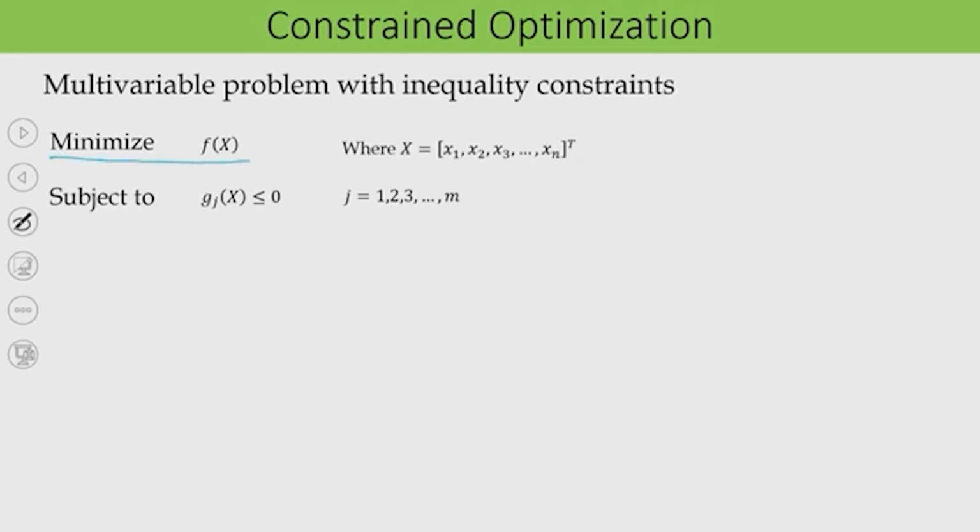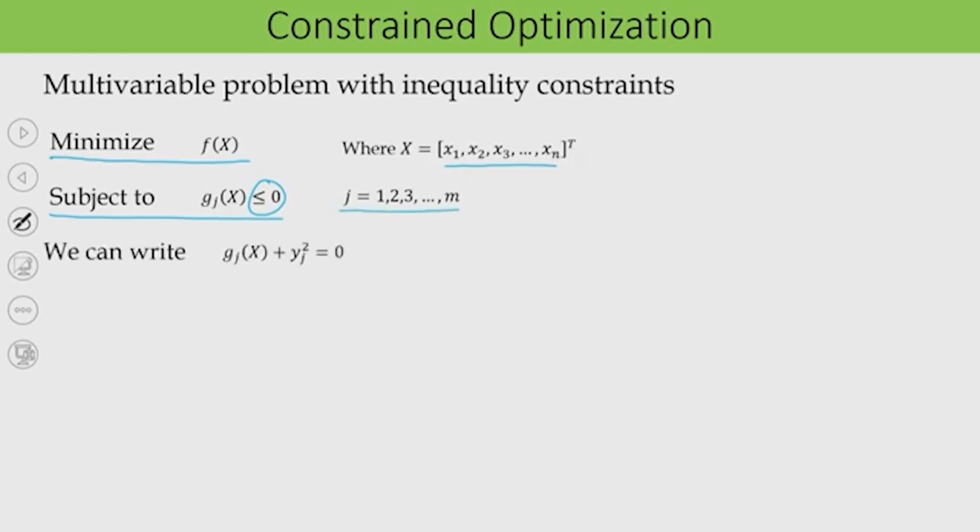Minimize f(x) subject to g_j(x) less than or equal to 0. We are not considering the equality constraint here, we are only considering the inequality constraint. So, this is a less than or equal type constraint. The number of variables here is n and the number of constraints is m.